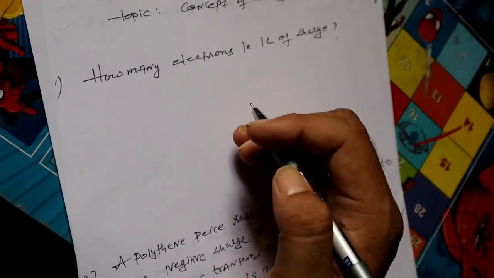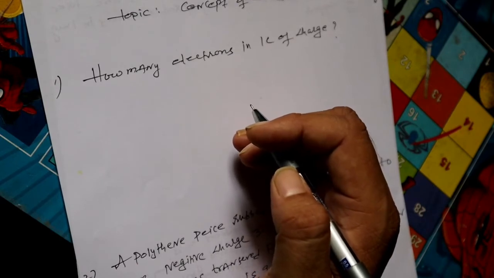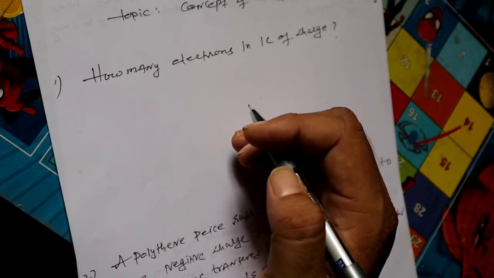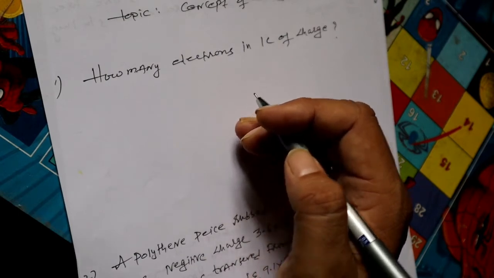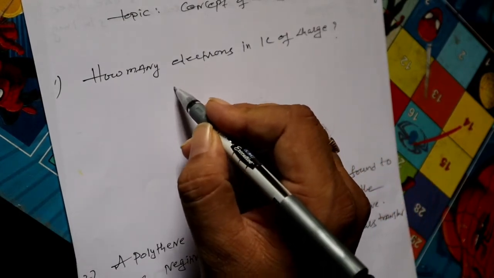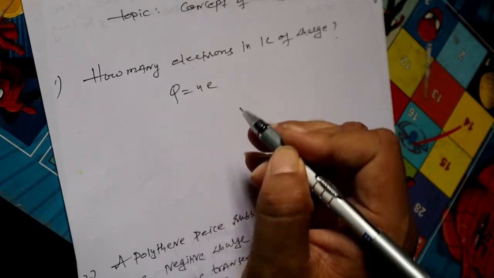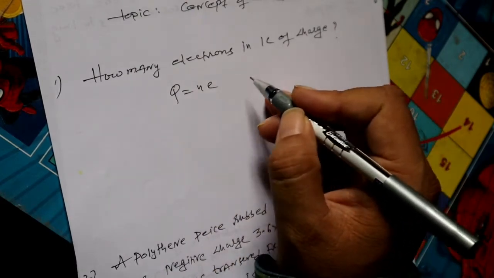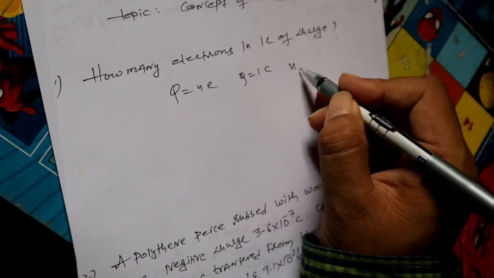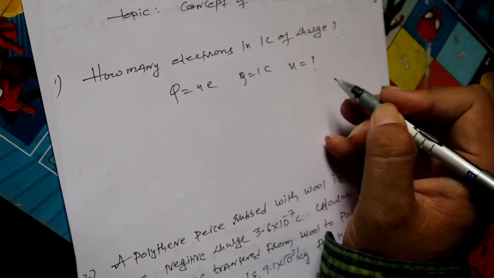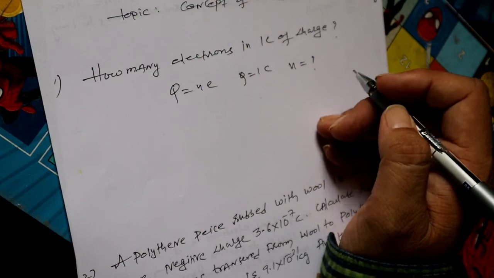So we know that charge is quantized. The smallest charge that can transfer from one body to another body is the electron charge. So we write here Q is equal to Ne. What is given in the problem? Q is equal to 1 coulomb. N is the number of electrons, that is what we are going to find out.